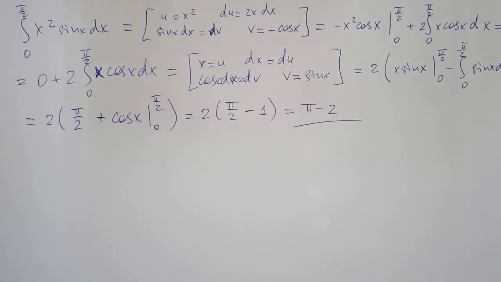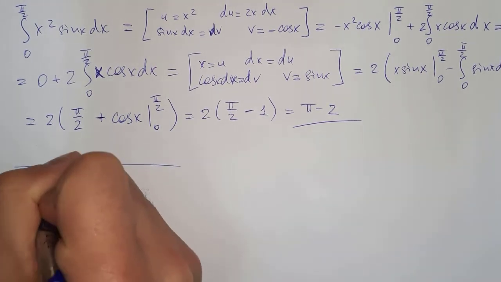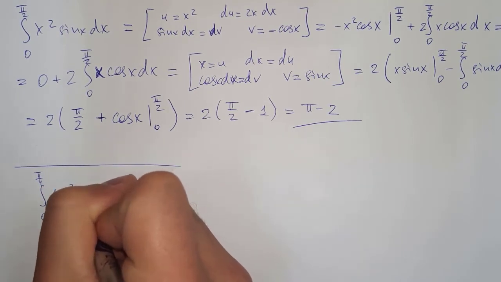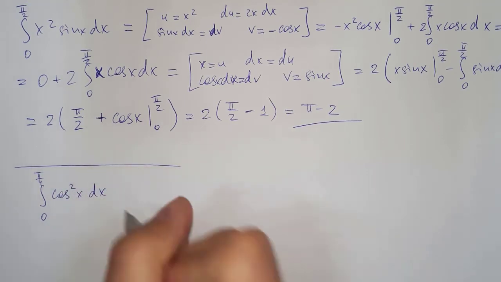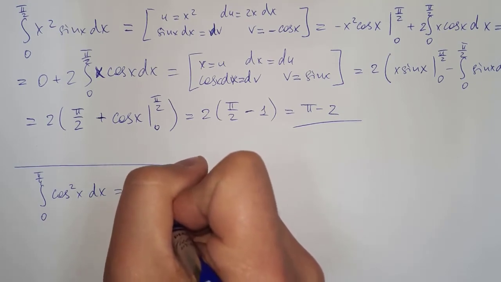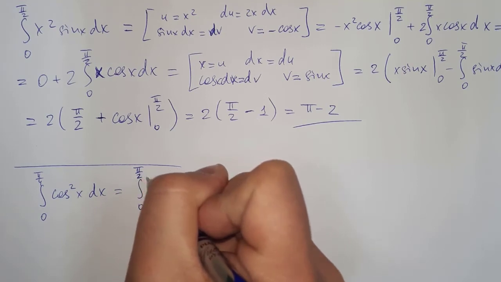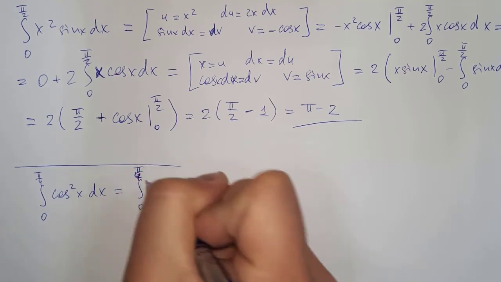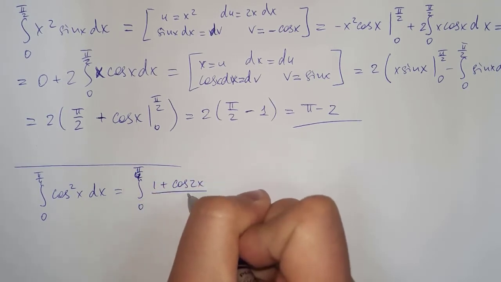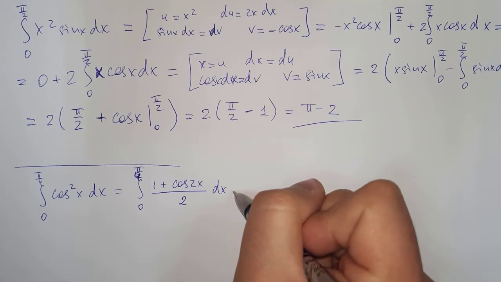Let's consider the next example now. Find the integral from 0 to pi over 4 of cosine squared x dx. So here, firstly, what should we do? Firstly, open this square, and so we have pi over 4, sorry, and it will be 1 plus cosine 2x over 2, reducing the power, dx.